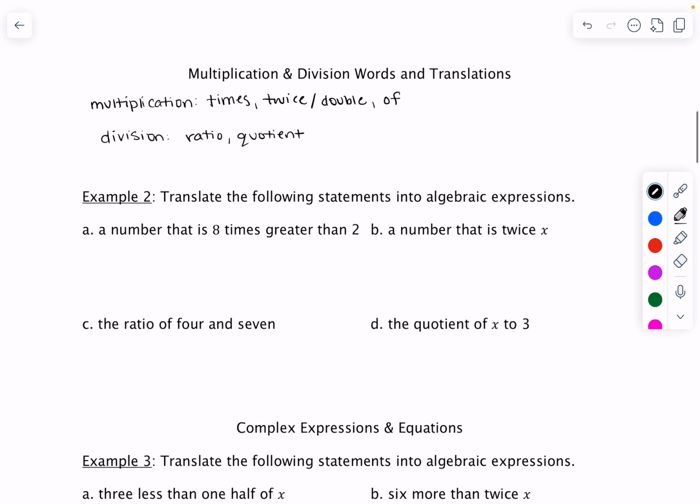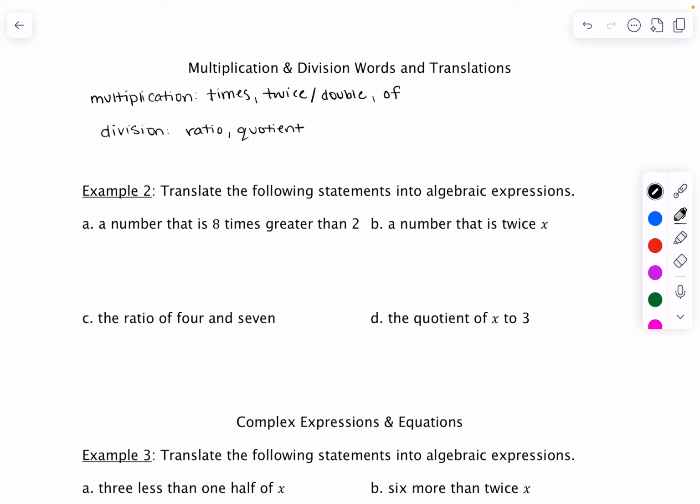So let's start off with those as our list and take a look at some examples. Translate again the following statements into algebraic expressions. For letter A, a number that is 8 times greater than 2. That is just going to be 8 times 2. I'm not going to write 16, I'm just going to put 8 times 2 because I want that expression. For letter B, a number that is twice x. Twice means that we're multiplying by 2.